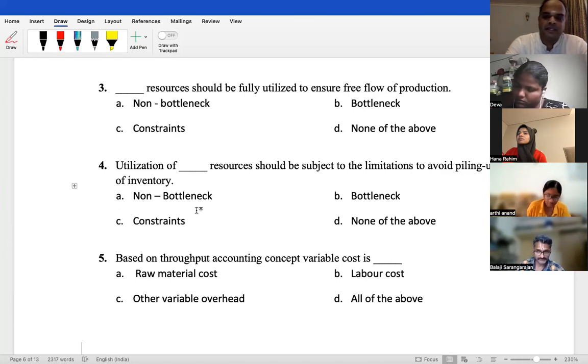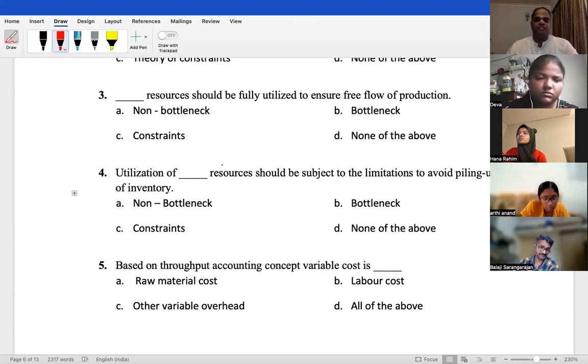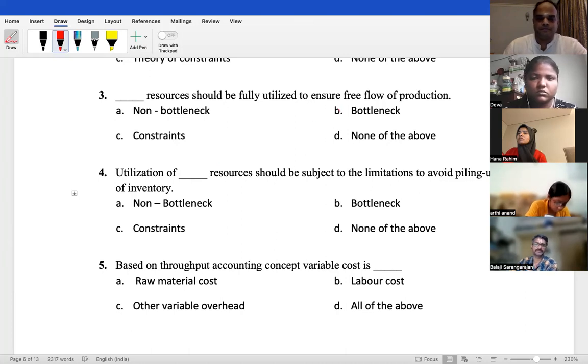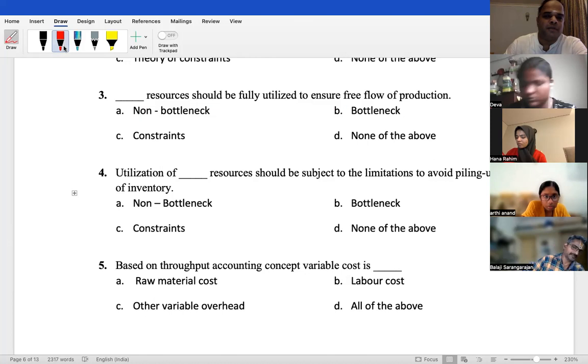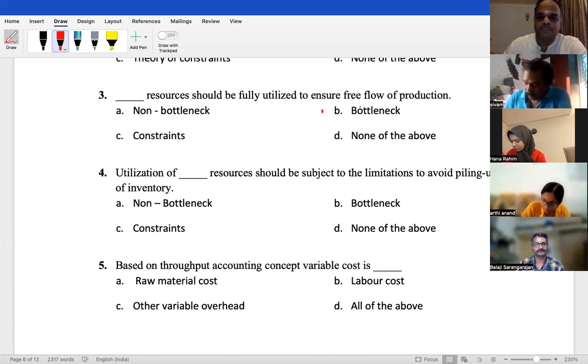Yes, Balaji. Next: dash resource should be fully utilized to ensure free flow of production. Non-bottleneck, bottleneck, constraint, none of the above. Which resource do you have to utilize fully? The objective of throughput accounting itself is to identify the constraint or bottleneck. All bottlenecks are constraints, but not all constraints are bottlenecks. Therefore, the highest throughput accounting ratio equals bottleneck resources. Therefore, you have to make use of the bottleneck resources purely based on the concept. So bottleneck resource should be fully utilized.